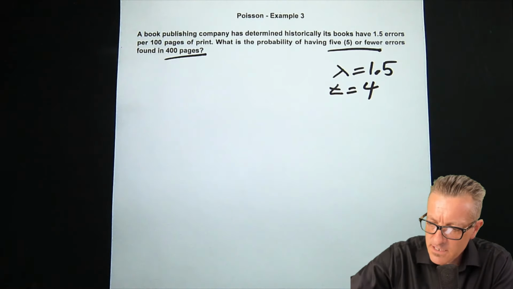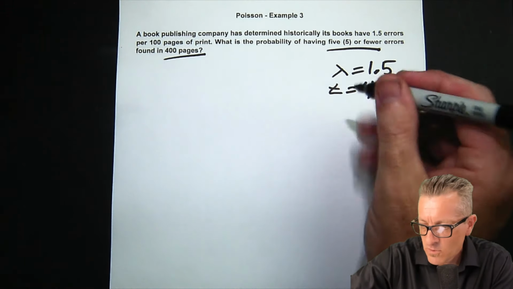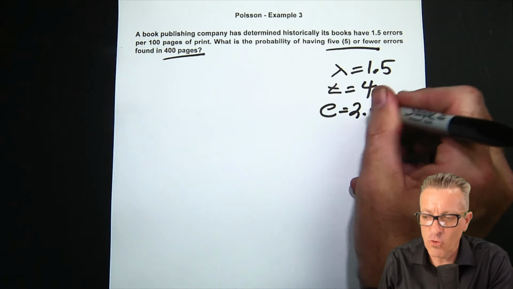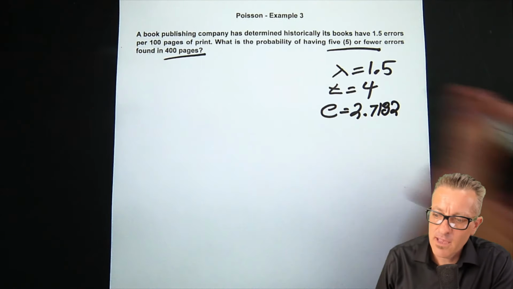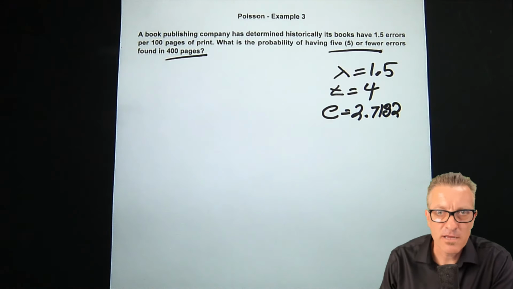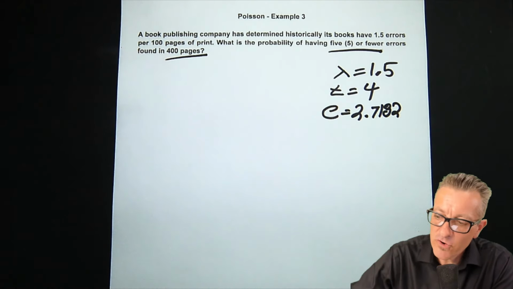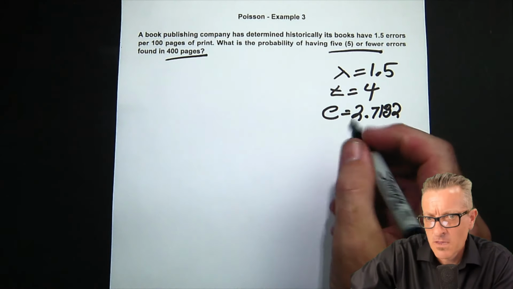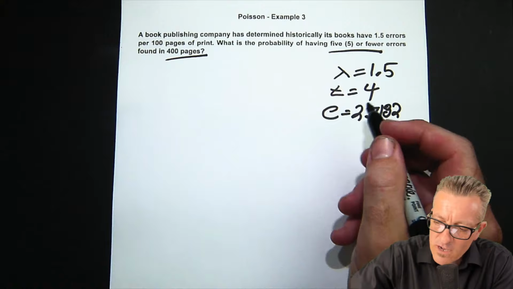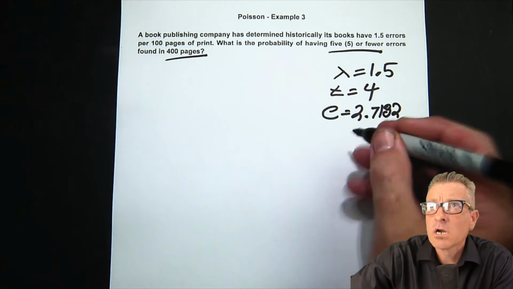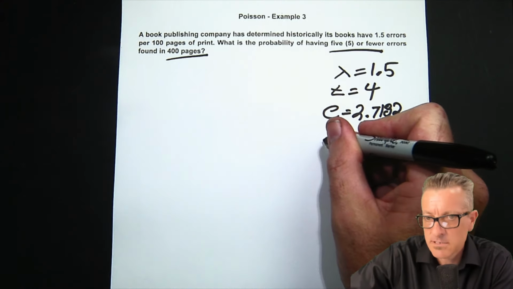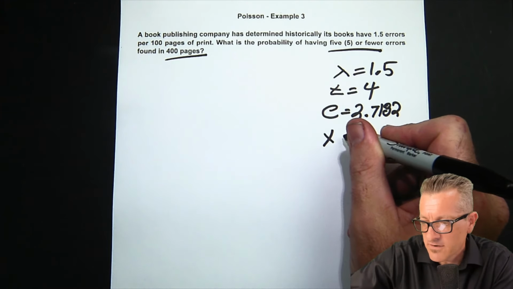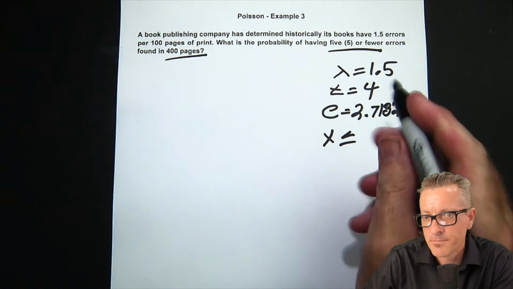And then our e is the constant, and it's always 2.7182. I usually go out 4 decimal places. It's more accurate on your calculator because it'll go out further, I think to 8 or 10 decimal places. And then this is where the rub is. We're looking for our x, equal to or less than 5 errors.